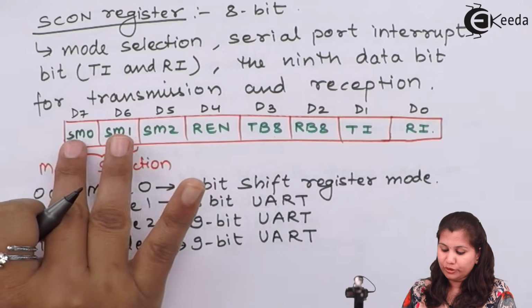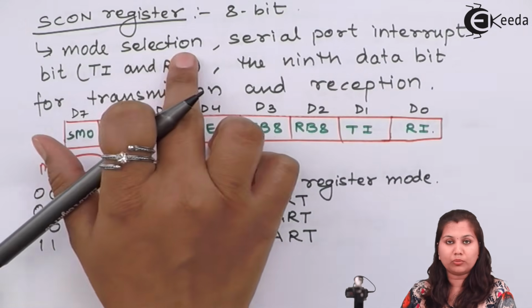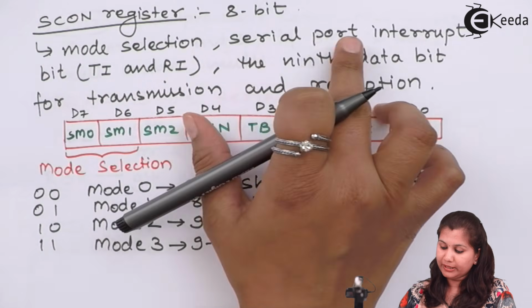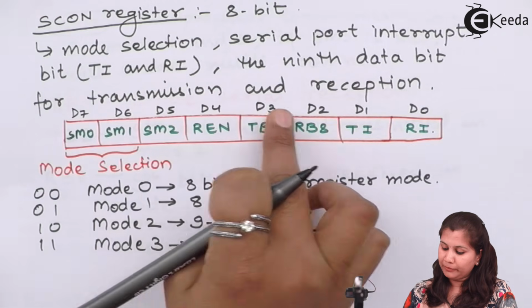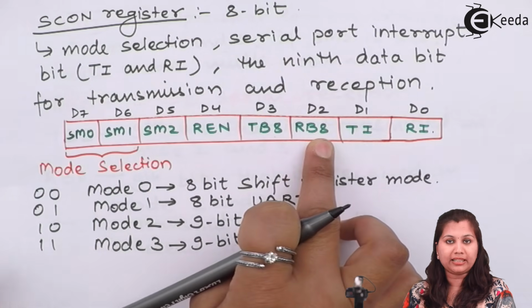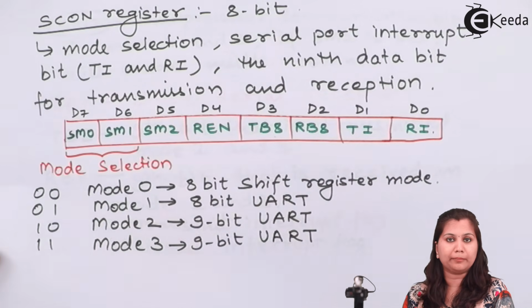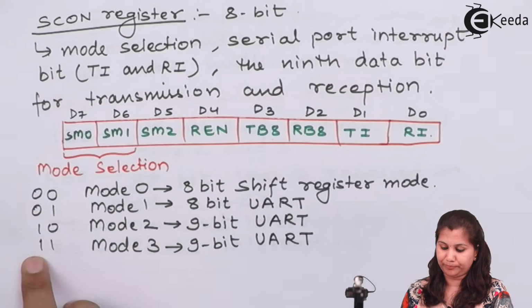We studied that these 2 bits are used for the mode selection. Then for serial port interrupt, we have TI and RI. For the 9th data bit of reception, we have TB8 and RB8, and this is to enable the serial reception.